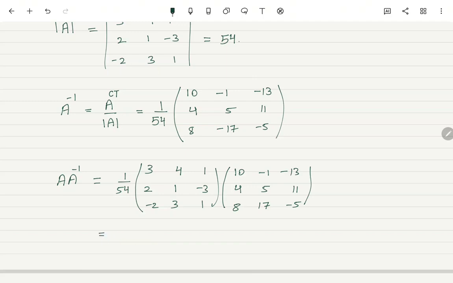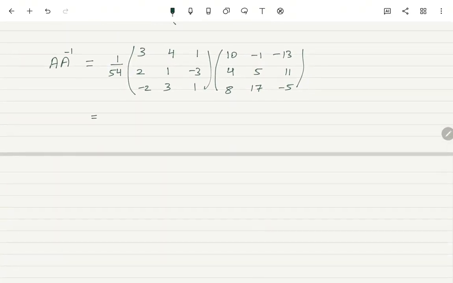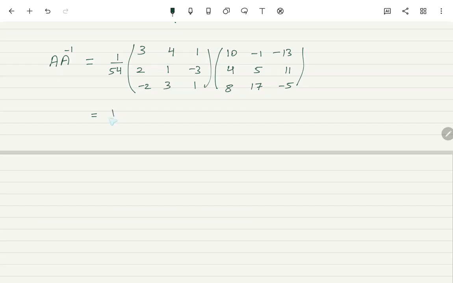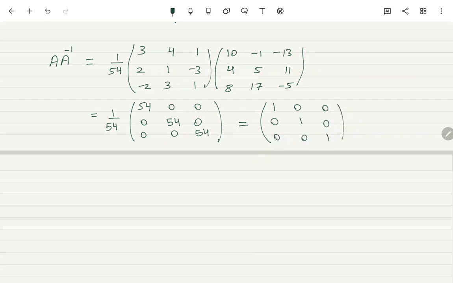So the answer after all, 1 over 54. When you multiply this one with this one, you will get 54, 0, 0, 0, 54, 0, 0, 0, 54. And after all, it will be equal to the unit matrix 1, 0, 0, 0, 1, 0, 0, 0, 1.